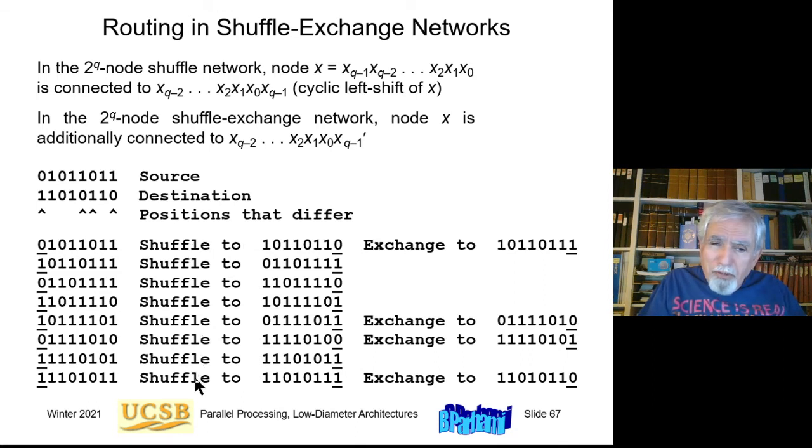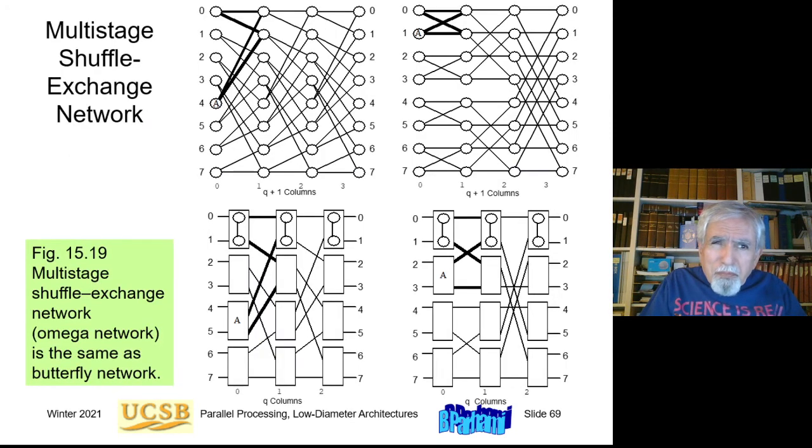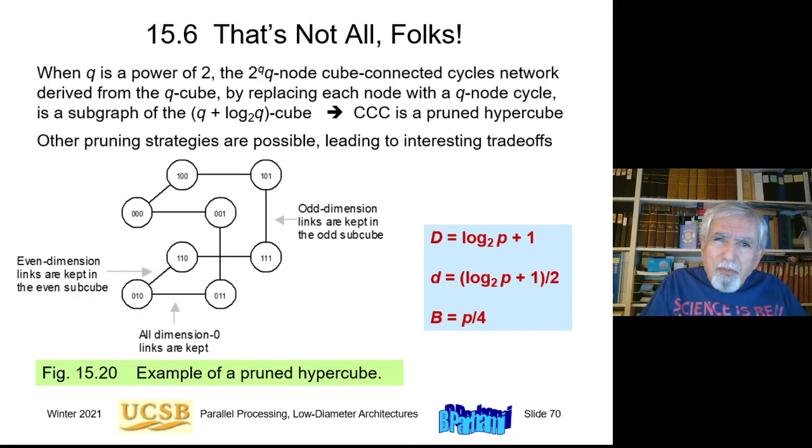So in every step I do a shuffle step to a neighbor whose ID is the shuffle of the current node, and then I do an exchange only if that bit needs to be adjusted to match the other bit, which is different. In the worst case, if this is a q-bit node ID, I need 2 times q steps, because in the worst case, I need shuffle and exchange in every step. It's actually a little bit less than 2 times q, because the final steps can be saved. So the diameter of the shuffle exchange network is 2q minus 1. And this is a multi-stage shuffle exchange network, which is the same as the butterfly network.